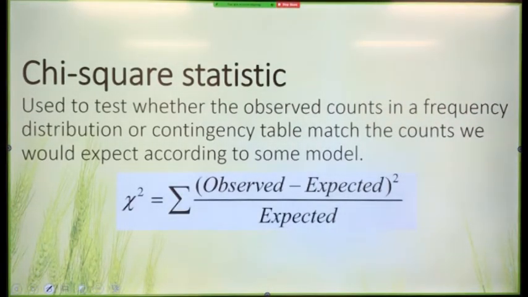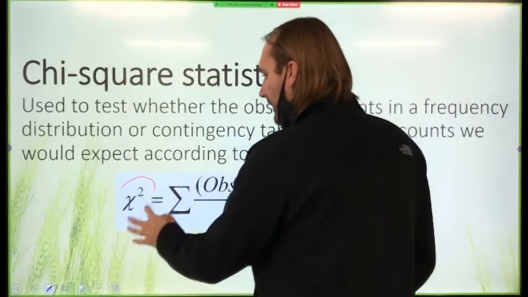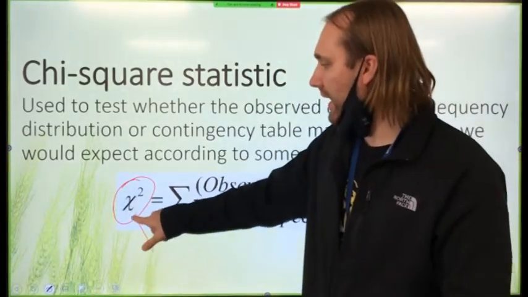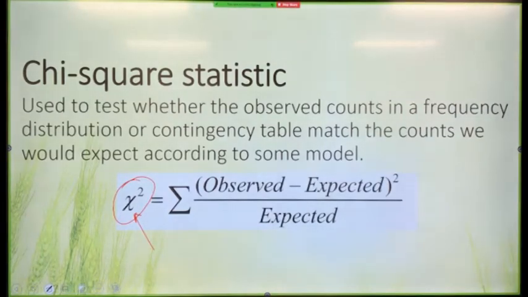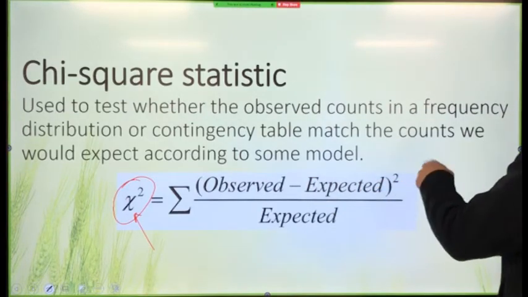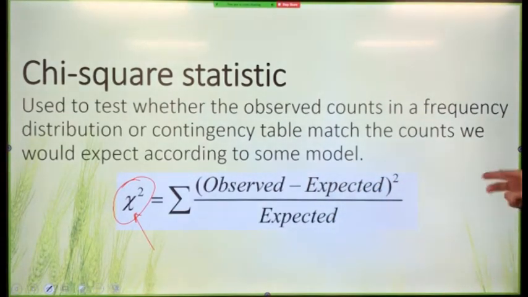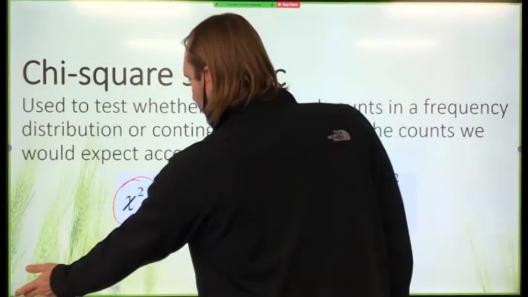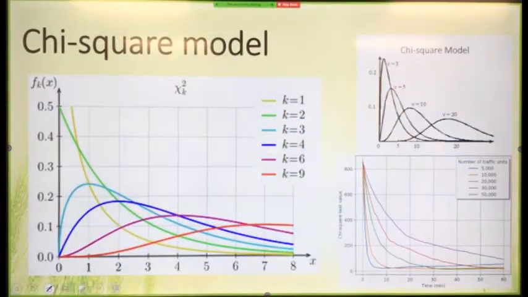Within this chapter, we are going to do what's called the chi-square statistic, used to test whether the observed counts in a frequency distribution or a contingency table match the counts we would expect according to some model. Note our notation is, you see an X, but this is the Greek letter chi, so it's a slanted X or a fancy X squared. And that equals the sum of all of our cells of observed minus expected, squared, over the expected. And we'll demonstrate this more tomorrow. And again, of course, there's a calculator method too.